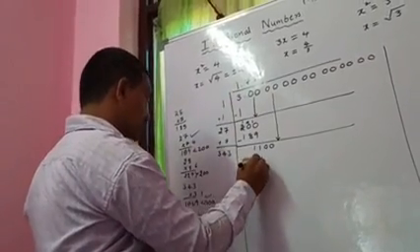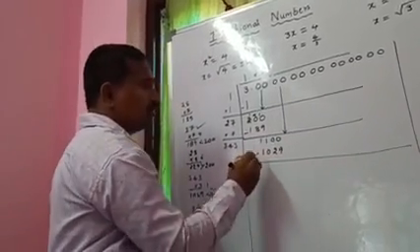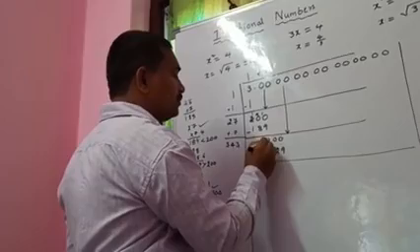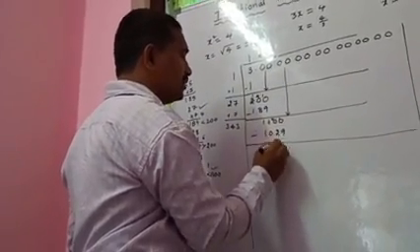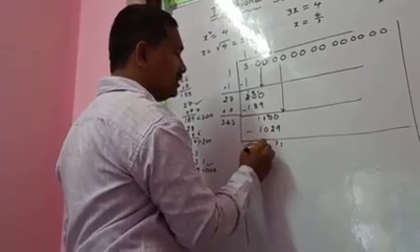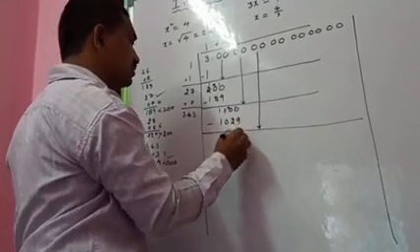What is it? 1029. Subtract. Again borrow 1. 10 minus 9, 1. 9 minus 2, 7. 0 minus 0, 0. 1 minus 1, 0. Again carry these 2 zeros.